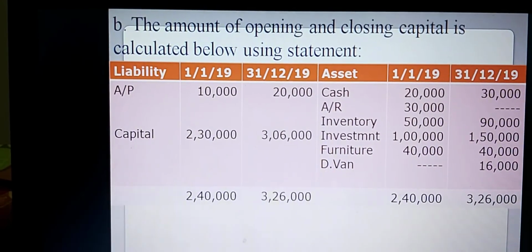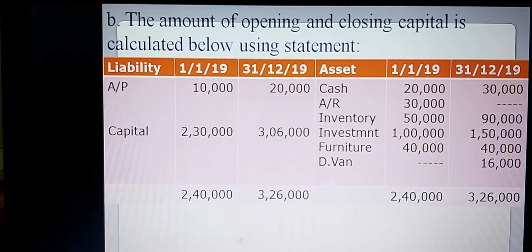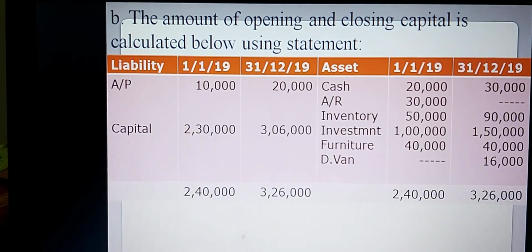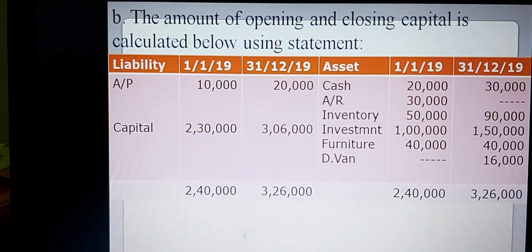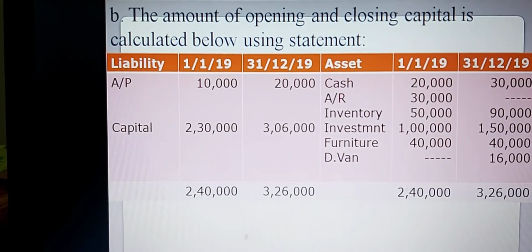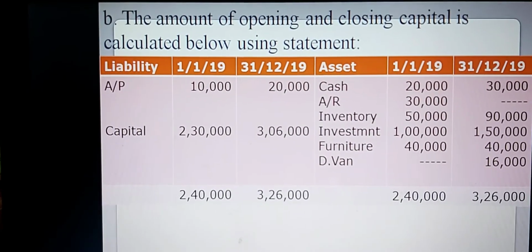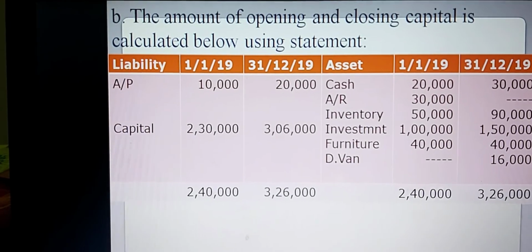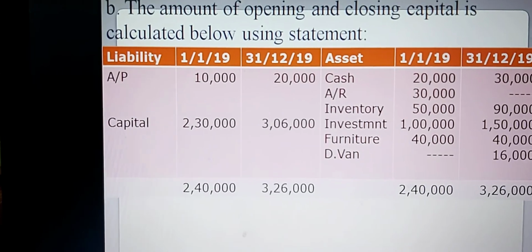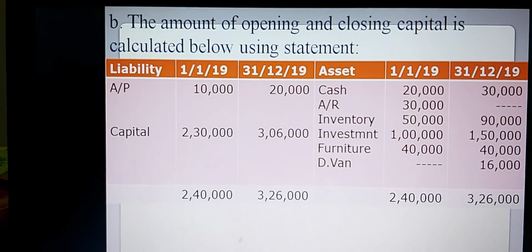On the left side only accounts payable, opening amount is taka 10,000 and closing amount taka 20,000. At this moment total opening assets is taka 2,40,000 and only opening liability is taka 10,000. That is, the amount of opening capital is taka 2,30,000 for this business. And total closing assets taka 3,26,000 on the right side, and only closing liability is taka 20,000. So closing capital is taka 3,06,000.